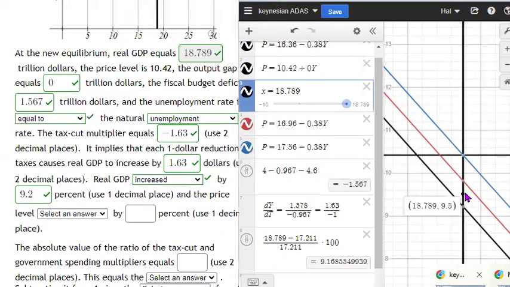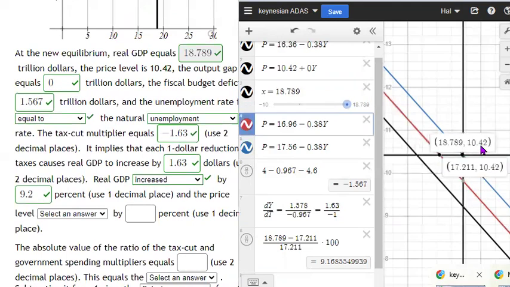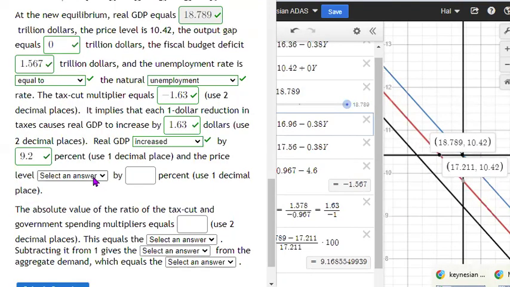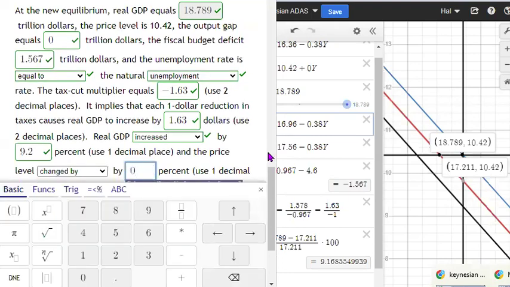The price level, again, did not change, right? In the Keynesian model, prices are sticky. So the price level remained at 10.42, and it was 10.42. So the price level changed by 0%, right? Because again, prices are sticky in the Keynesian model by assumption, which makes the short-run aggregate supply curve perfectly elastic.